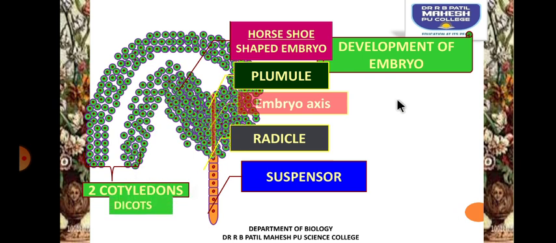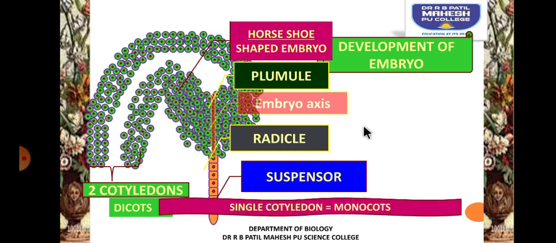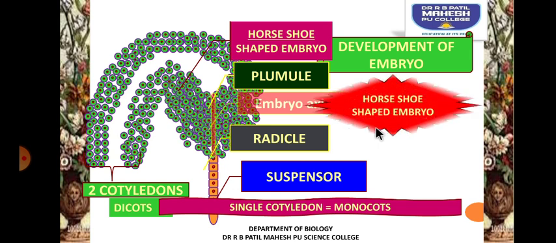What are cotyledons, students? First leaf of the plant. So how many leaves are there? 2. So it is called dicotyledonous, or 2 cotyledons will be there. If there is only one cotyledon, then it is called monocotyledonous, or single cotyledon plants. Now this is called the horseshoe-shaped embryo.